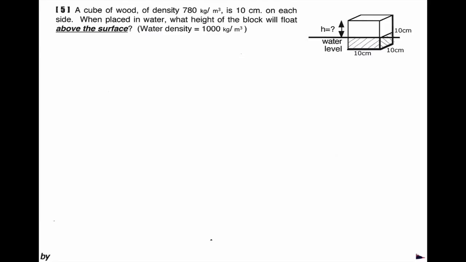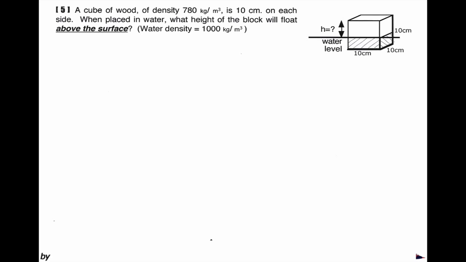Here's the solution to problem number 5. A cube of wood, density 780 kilograms per meter cubed, is 10 centimeters on each side. When placed in water, what height will the block float above the surface? The density of water is 1,000 kilograms per cubic meter, which is something you should actually know.